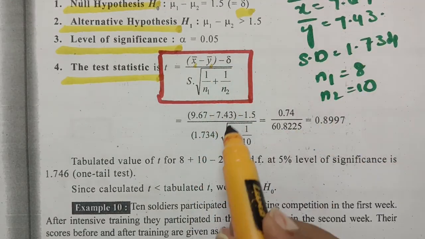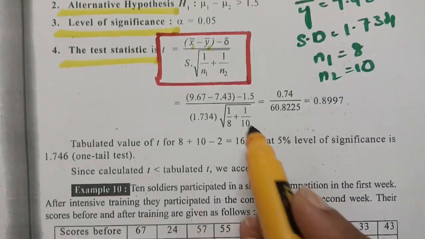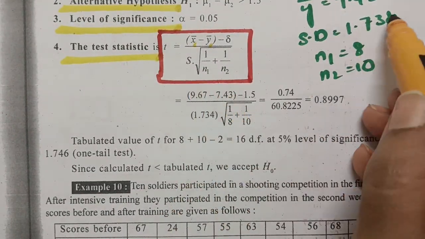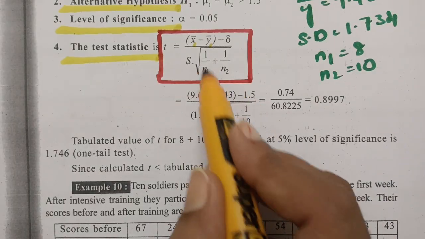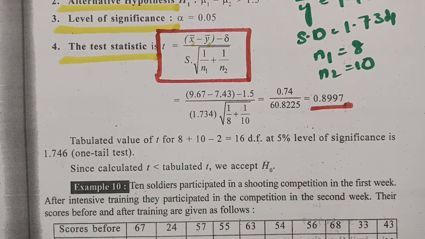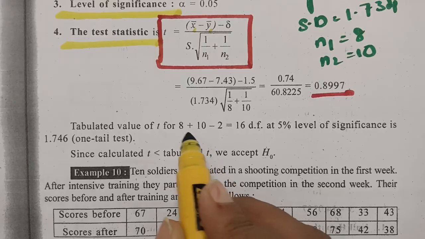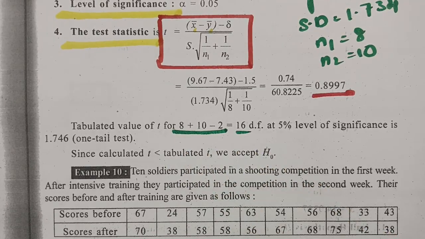X bar is 9.6167, Y bar is 7.43, minus delta. Delta value is 1.5, divided by the standard deviation 1.734 times root over 1 by 8 plus 1 by 10. The value here is 0.8997. For degrees of freedom, that is N1 plus N2 minus 2, so here 16 degrees of freedom at 5% level of significance.